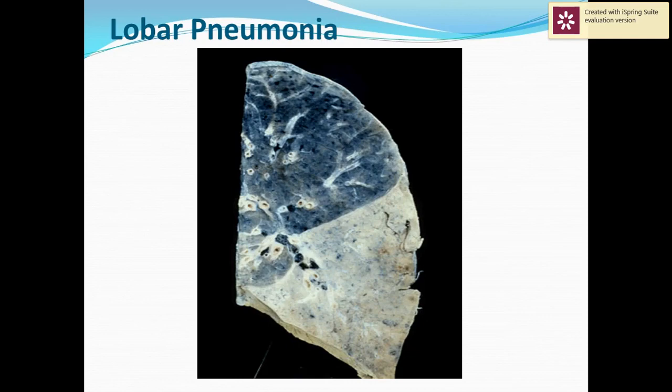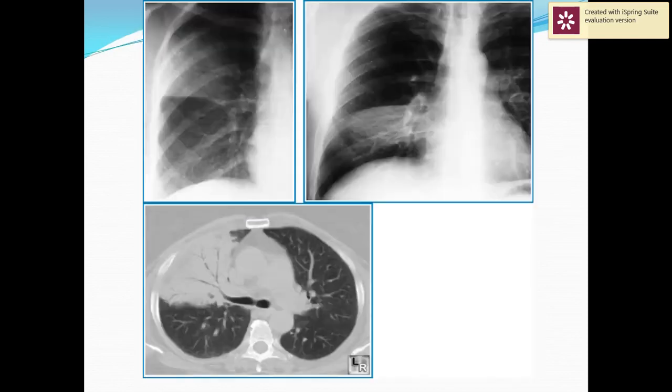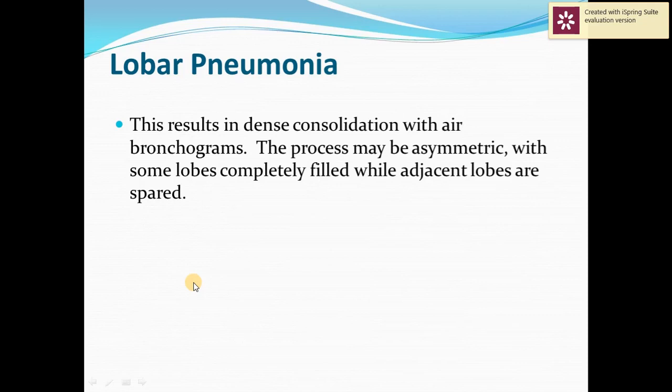This is a case of lobar pneumonia. Right middle lobe consolidation. This is right upper lobe consolidation with obvious air bronchogram sign. Dense consolidation in lobar pneumonia with air bronchogram. The process may be asymmetric with some lobes completely filled while adjacent lobes are spared.